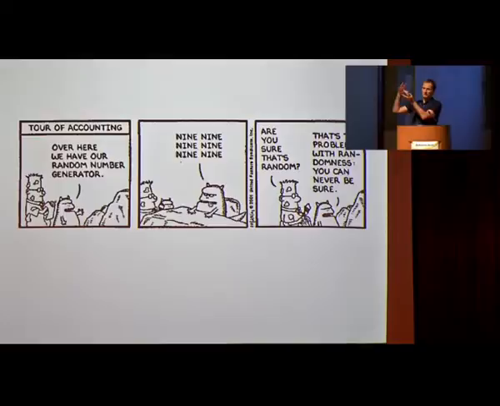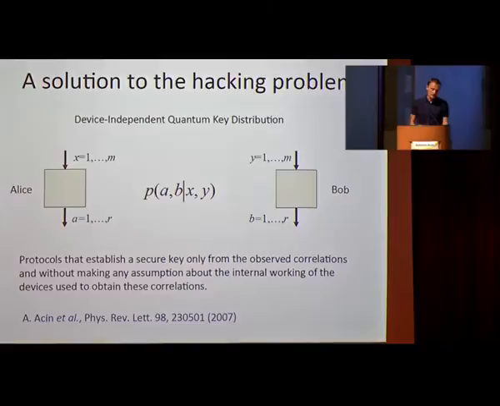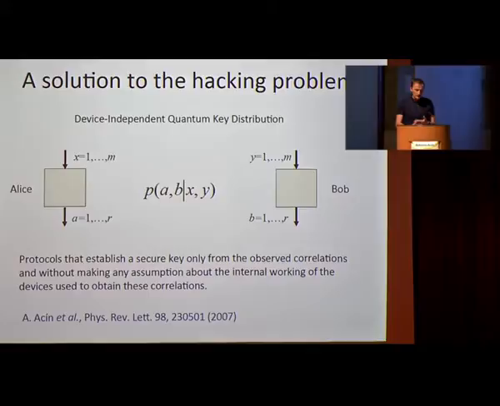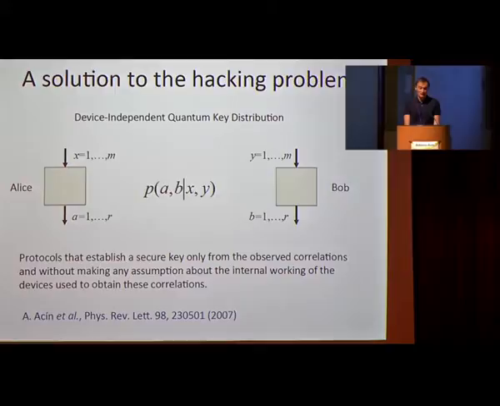Okay, so some years ago, we proposed a solution to this hacking and certification problem, which is the following. So think about it. When you go to the provider, what the provider gives you is a box. So if you want to do protocols and you don't want to care about what the provider has done in the box, it's better to do protocols where you see the devices as boxes. So you don't make any assumption about what is happening inside the box.